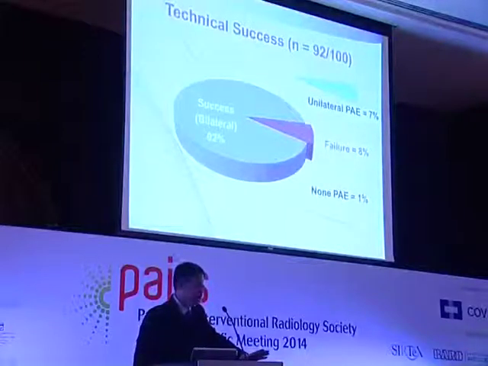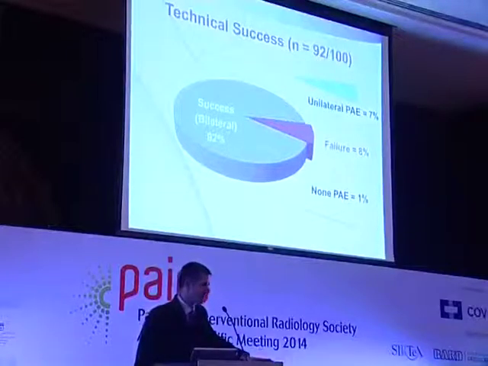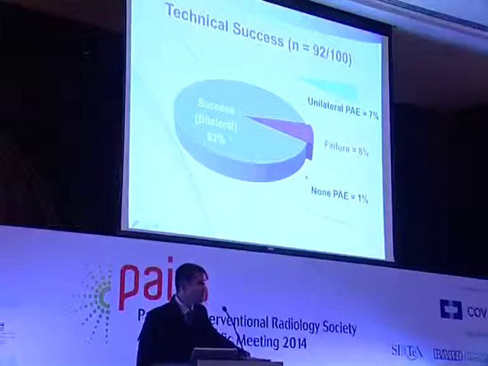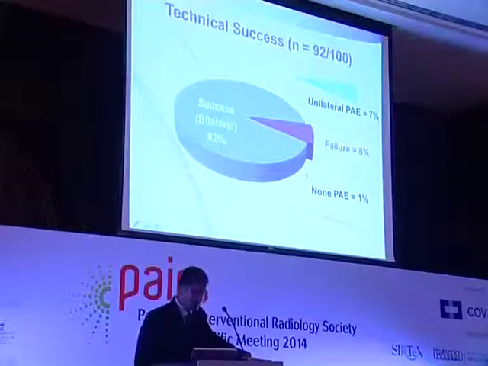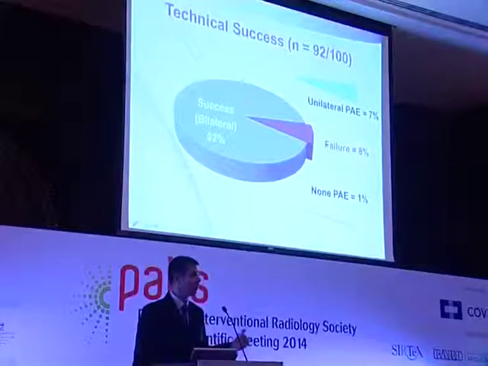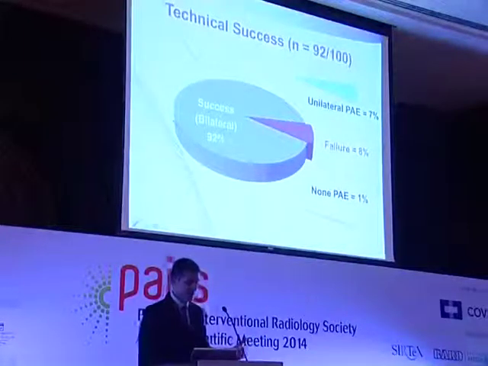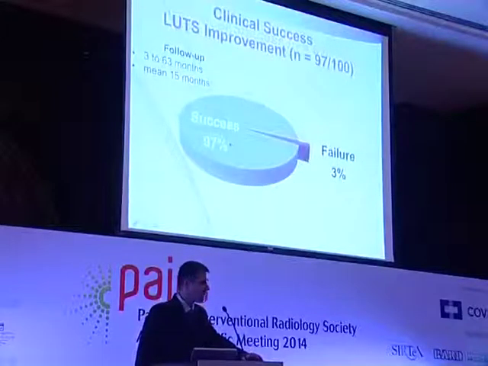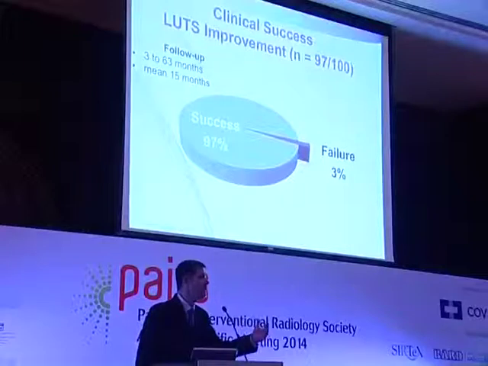And according to our results, in one patient, it was impossible to catheterize both arteries. Neither the left side nor the right side was possible. We were not able. It was a total failure. But in 7%, we embolized just unilaterally. But remember, 92% of success, technical success. But what about clinical success?